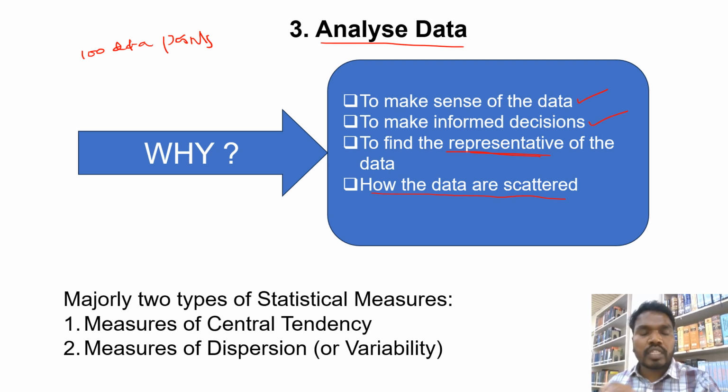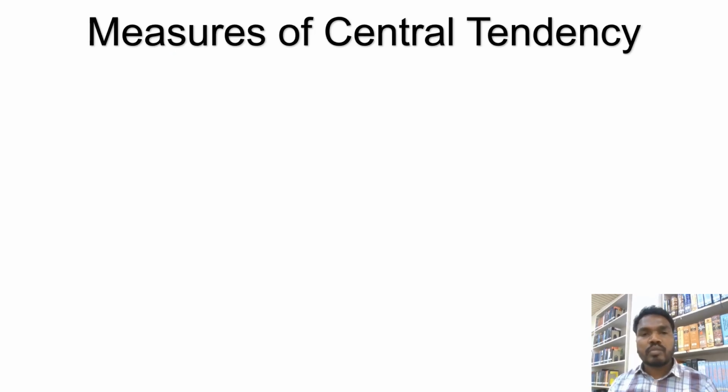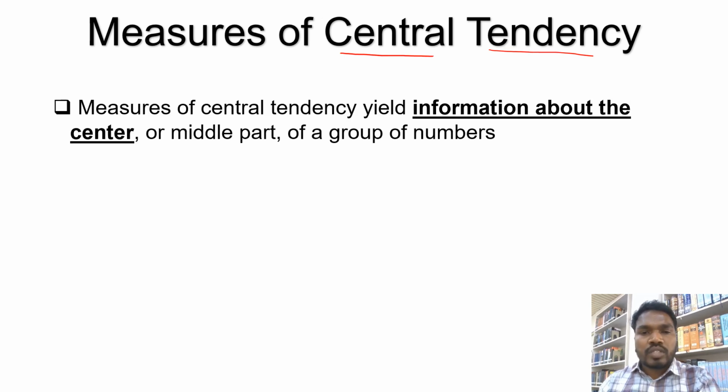There are majorly two types of statistical measures we use to analyze the data. The first one is measures of central tendency and the second one is measures of dispersion, or the measures of variability. Clear? We will be focusing on measures of central tendency first, then we'll move to the measures of variability. As the name itself suggests, it is a central value, right? It gives the information about the center, the middle part, of the group of observations, right?